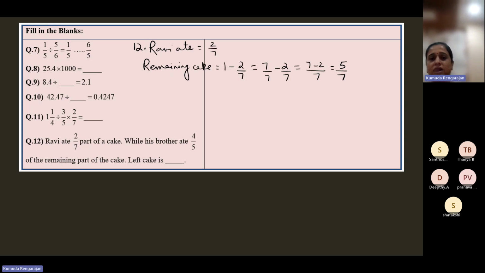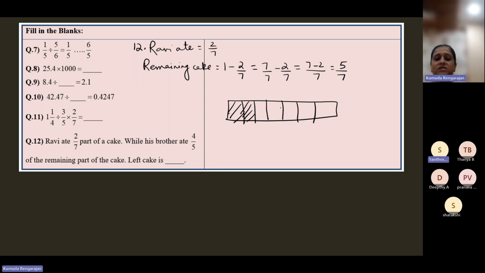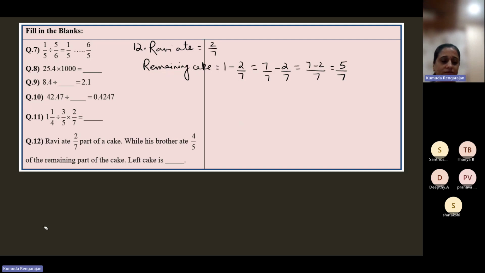After Ravi eats, how much of the cake is remaining? 5/7 is remaining. See here, take a cake divided into seven equal parts, 1, 2, 3, 4, 5, 6, 7. Ravi eats this much. So what is remaining? 1, 2, 3, 4, 5. 5/7 is remaining. So it is 1 minus 2/7, which is 5/7.